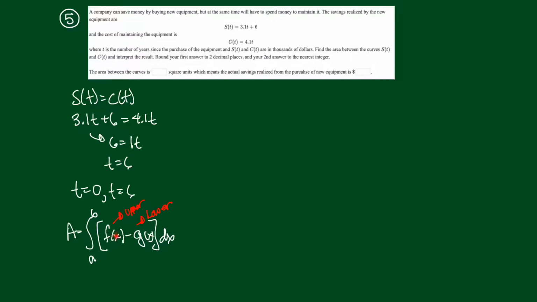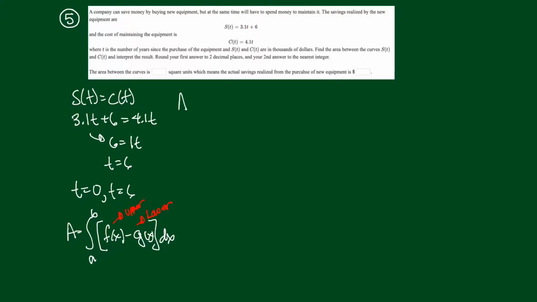And f or g are not necessarily s or c. We just have to determine which of these curves, S up here now, which one of these is upper and which one's lower. Well, I'm thinking of it this way. These are both linear, and they're both increasing curves, right? I can tell by the slope. But this one crosses up here at 6. This one is at 0. So this is going to be the upper curve.